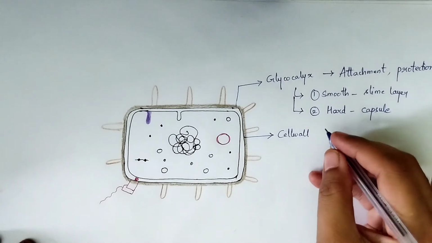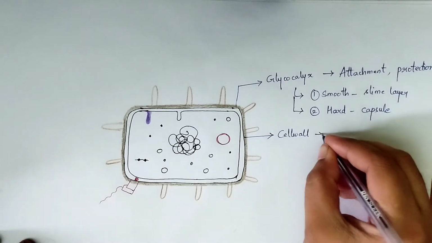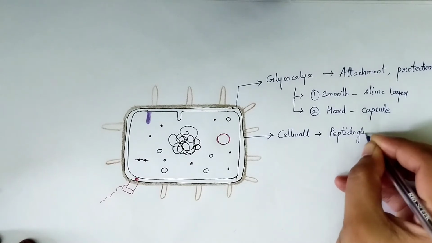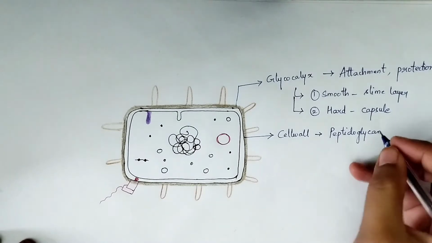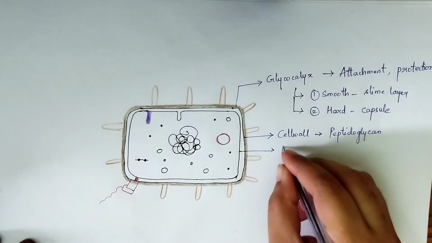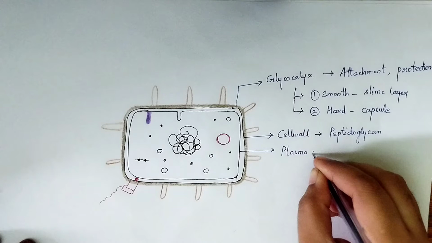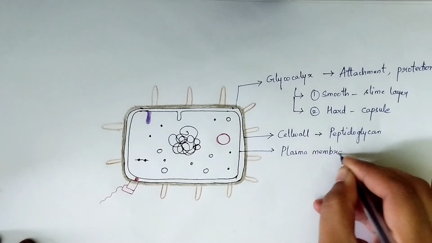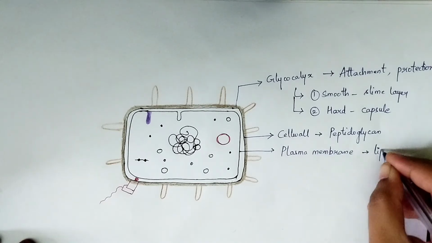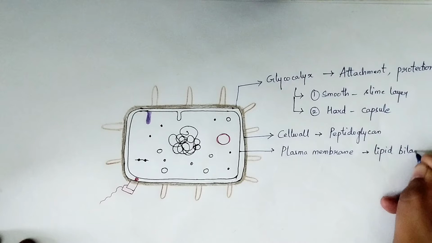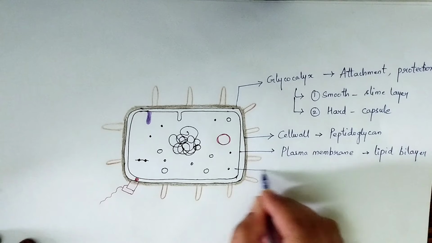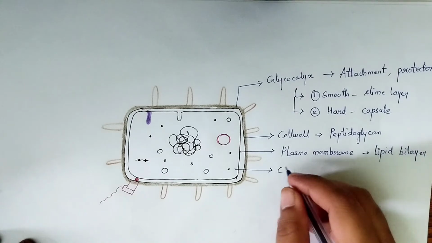which is the outermost layer in case of bacteria and is made of peptidoglycan. Peptidoglycan. And the third one inside here, you can see, is the plasma membrane, which is made up of lipid bilayer. Inside the plasma membrane, you can see the matrix, which is called cytoplasm.